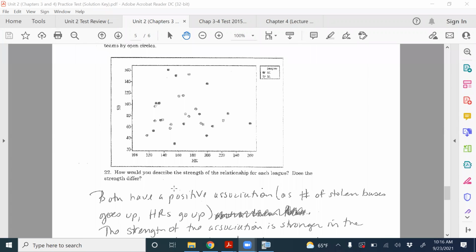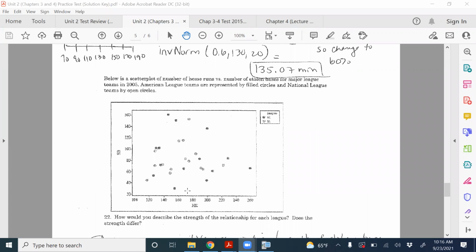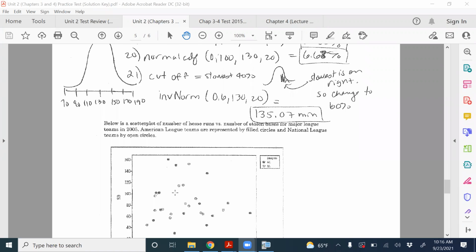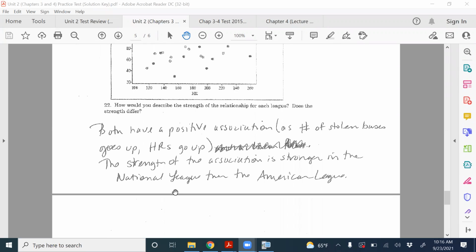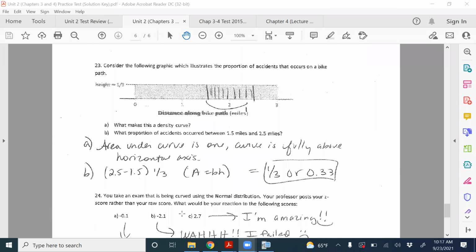Another scatter plot. Here it's asking you, how would you describe the strength of the relationship for each league? So this is the American League and National League. Gosh, it's kind of hard to read. It seems that the more home runs you get, the more stolen bases you get, I guess. So it seems like they both have a positive association. It seems like one is tighter than the other. Trust me, I'll make sure these are easy to read.